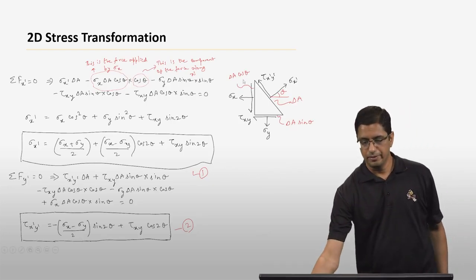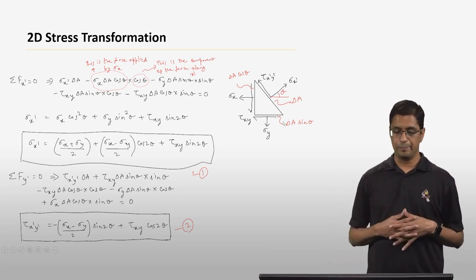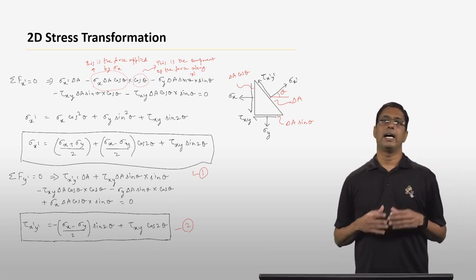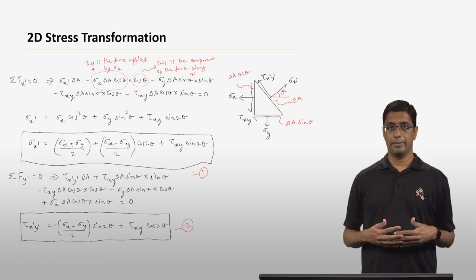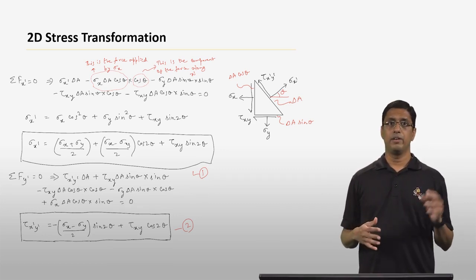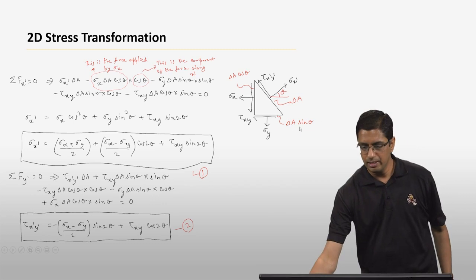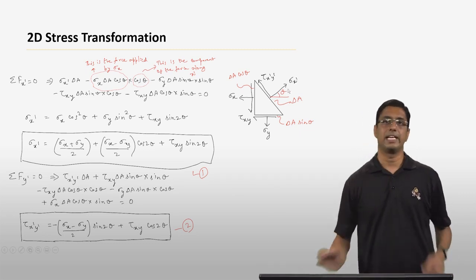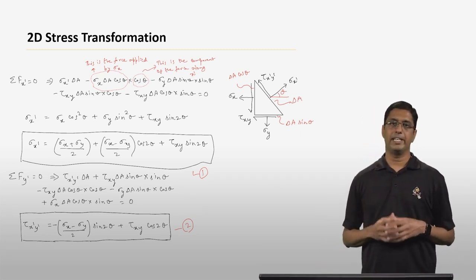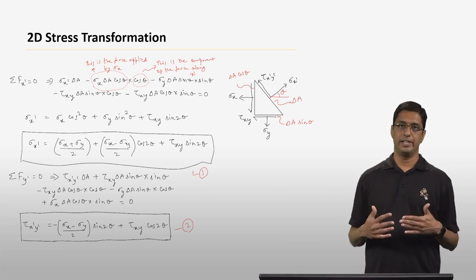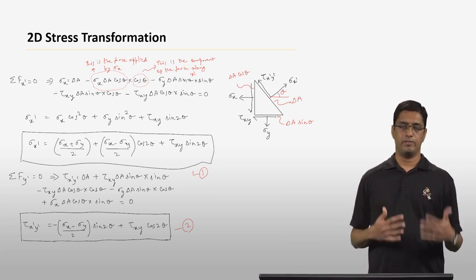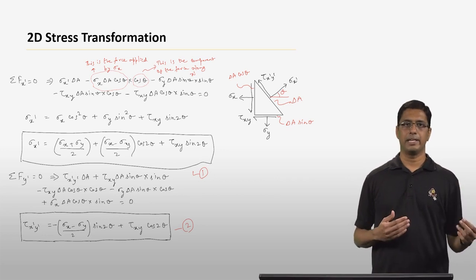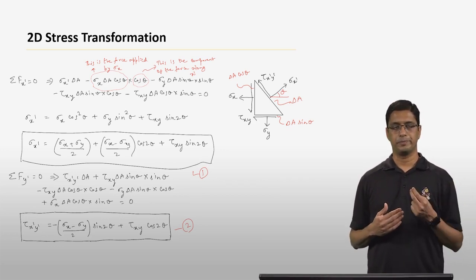Again, I have the wedge picture here. This is the inclined face with area delta A. The other two faces have delta A cosine theta and delta A sine theta as the areas. Now I'm going to look at the equilibrium of forces on this wedge in the x prime direction, which is this direction here. Because this wedge is in equilibrium, the sum of all forces in the x prime direction should be equal to 0.